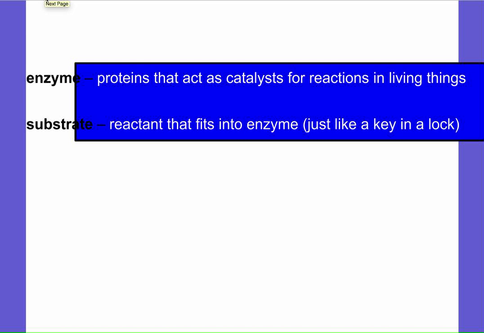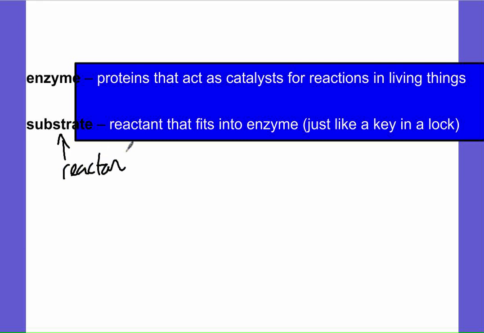Okay, so this next slide, I have these next two definitions already uncovered. Enzymes are proteins that act as catalysts for reactions in living things. I just told you that an enzyme is a catalyst. It's just specifically a protein that acts as a catalyst in your cells. And then we're also going to have this term substrate. Substrate is specific to when you're using that word enzyme, right? Your substrate is actually another word for reactant.